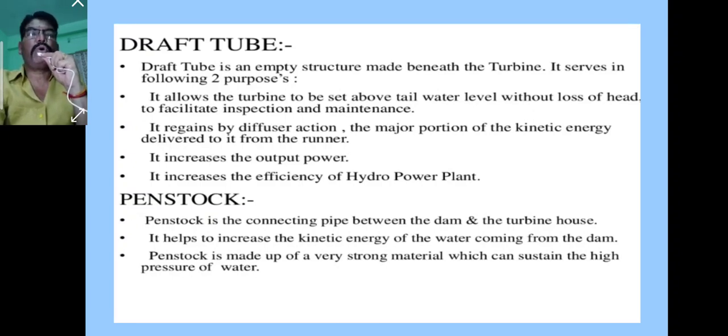Now the next important equipment, penstock, is a connecting pipe between the dam and the turbine. The dam is above at altitude, and the turbine is always equipped at the bottom of that arrangement. It helps to increase the kinetic energy of the water coming from the dam. Penstock is made up of very strong material which can sustain a high pressure of water.